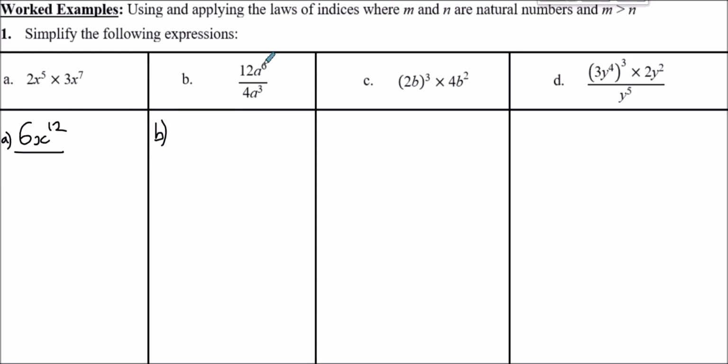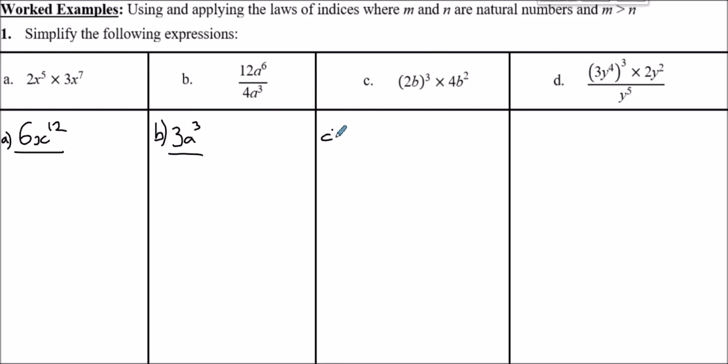So for part b, treat the numbers first. 12 divided by 4 is 3. a^6 divided by a cubed, that's going to be a to the power of 6 minus 3, which is a to the power 3.